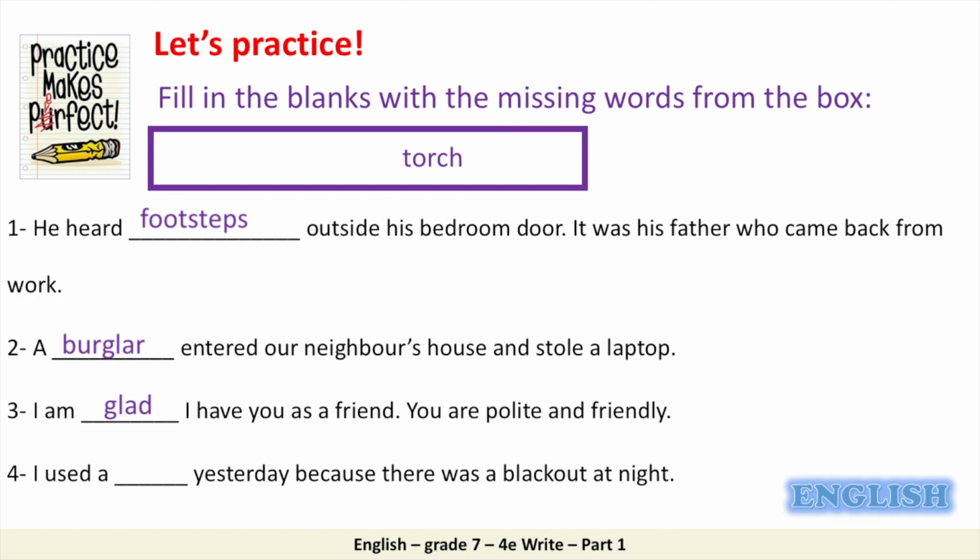Finally, sentence number 4. I used a blank yesterday because there was a blackout at night. Again, what do we call the electric light that you carry with you when it's dark? Bravo, torch. I used a torch yesterday because there was a blackout at night.